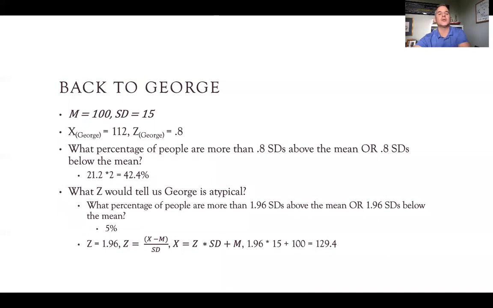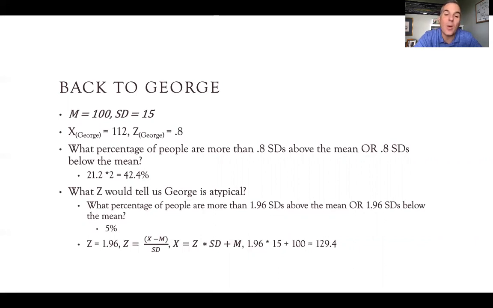So if we go back to George, right, M equals 100, SD equals 15. George had a score of 112, which was a Z score of 0.8, or 0.8 standard deviations above the mean. So what percentage of people are more than 0.8 standard deviations above the mean or 0.8 standard deviations below the mean? 42.4%. So if I go back to the discussion I just had about, well, if only 5% were in those tails, above the mean or below the mean, then that would tell us that somebody's atypical. So what Z would George have to get that is atypical?